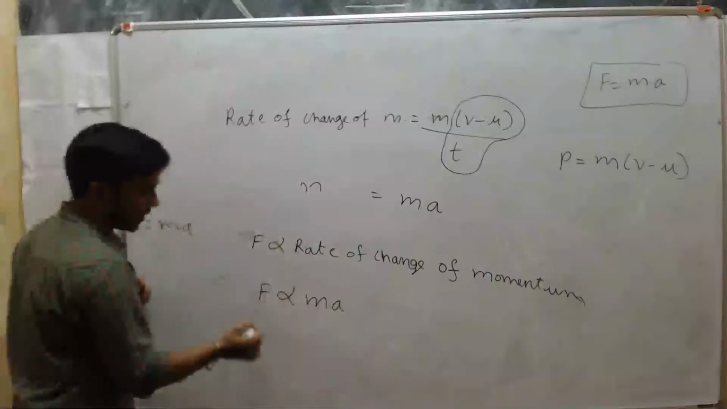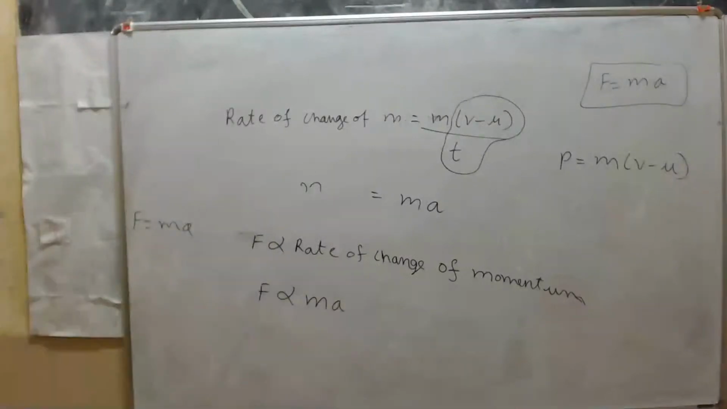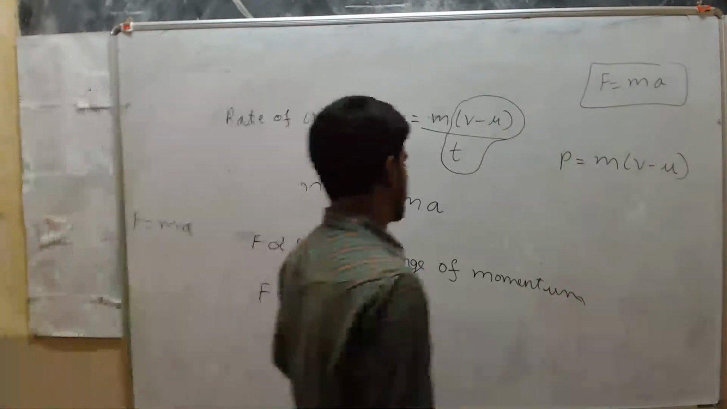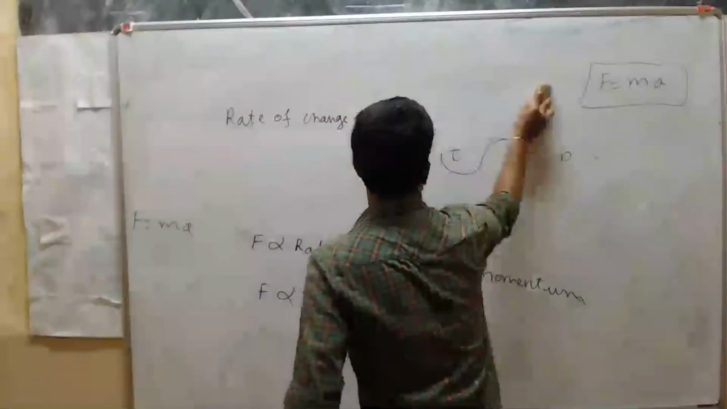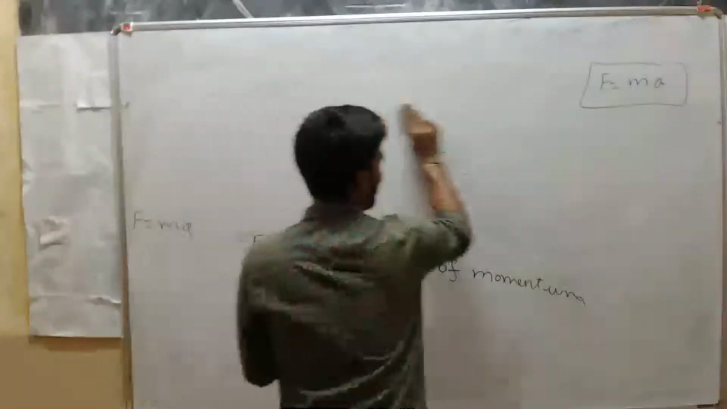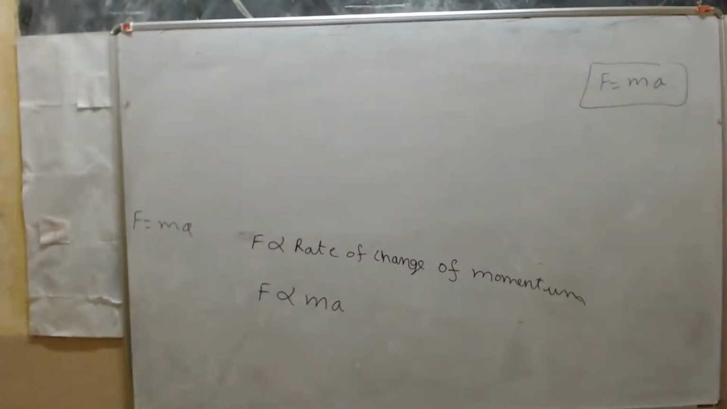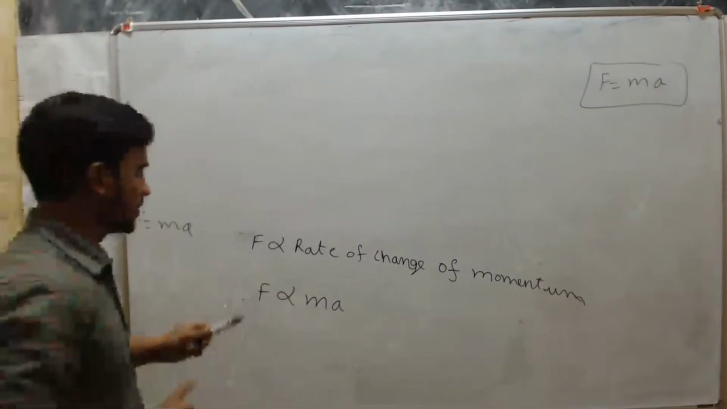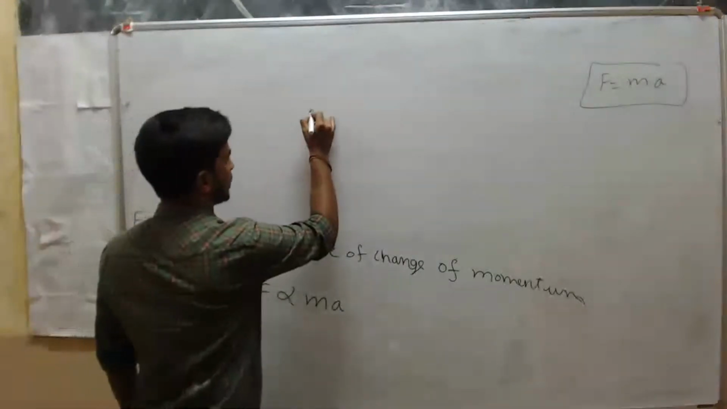So we got F, m and a. Now we should remove this proportionality symbol, right? How to remove that? In the previous year, we had studied this same equation, F is equal to ma, derived on the basis of acceleration. So how to remove that one? Okay, see here.